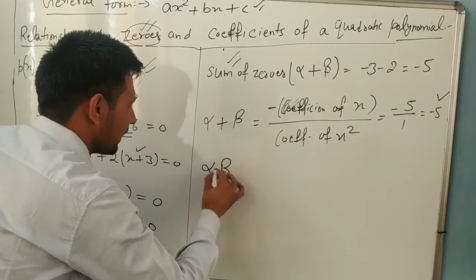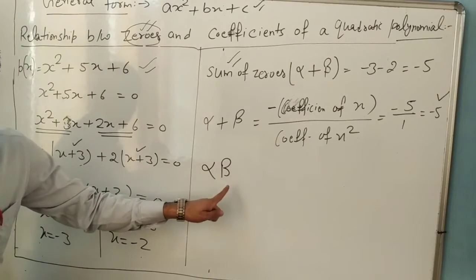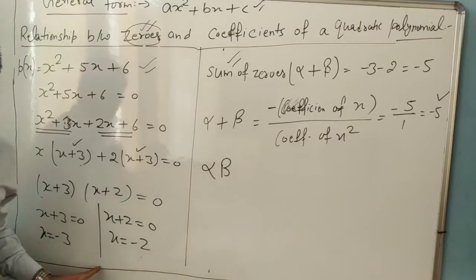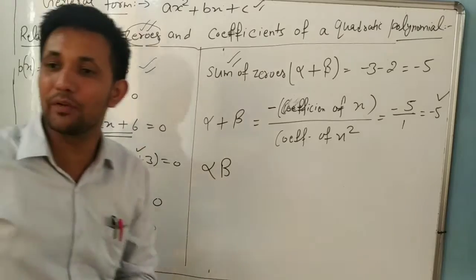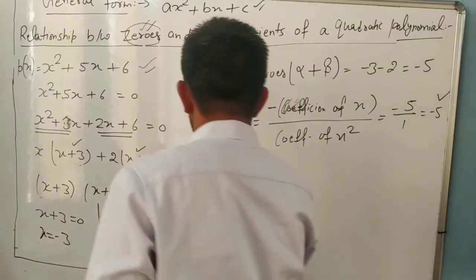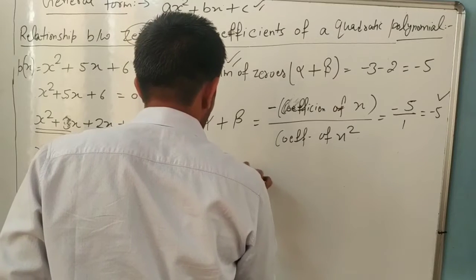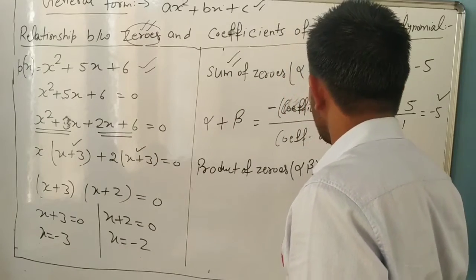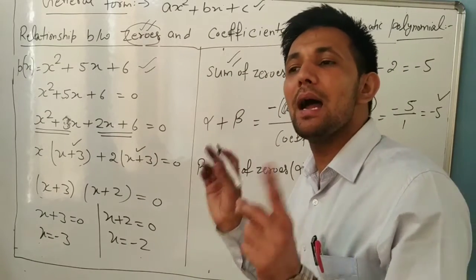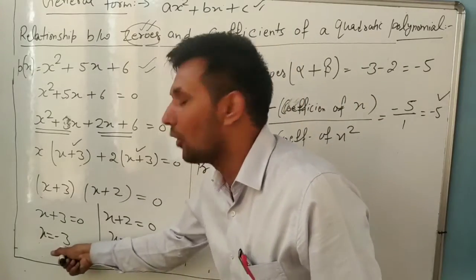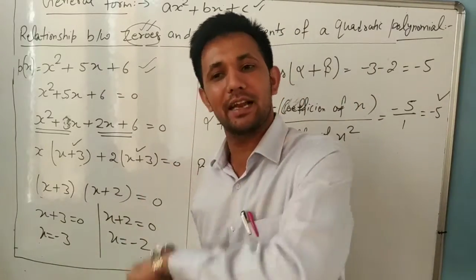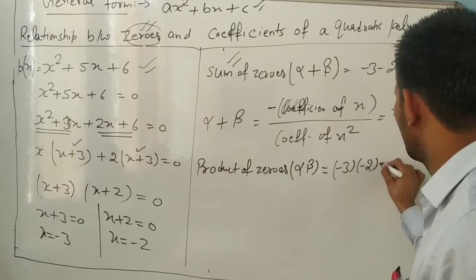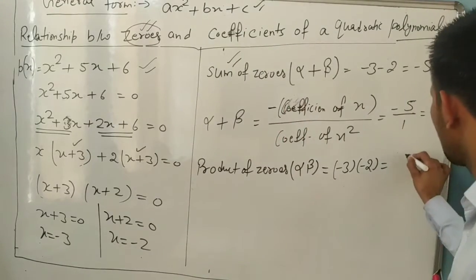Alpha into beta means product of zeros. Look, alpha plus beta is the sum of zeros. Alpha is the first zero, beta is the second zero. So I am writing product of zeros: alpha multiply beta. Don't be confused with alpha and beta. Alpha and beta are only their names, because there are 2 zeros. First name alpha, second name beta. So what is the product? -3 into -2. So we find from here it is 6.